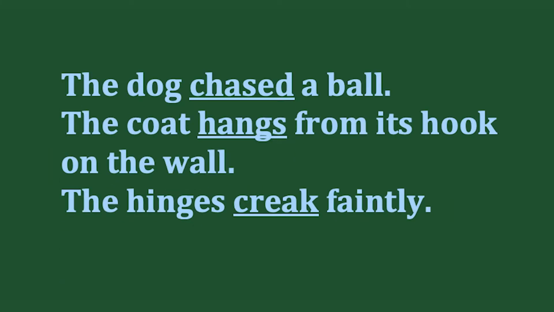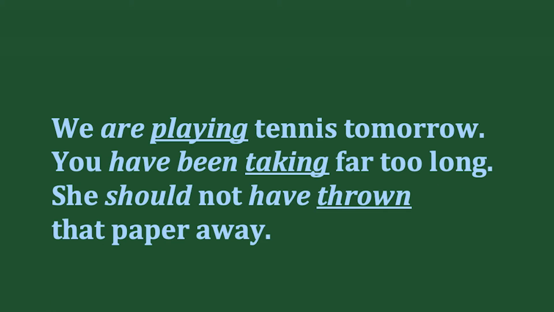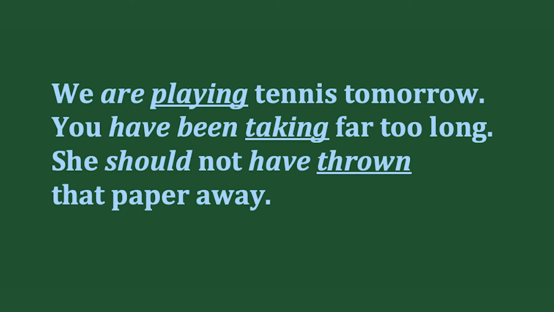Action verbs show an action performed by the subject. For example, the dog chased a ball. The coat hangs from its hook on the wall. The hinges creak faintly. All of these are simple action verbs. We are playing tennis tomorrow. You have been taking far too long. She should not have thrown that paper away. These sentences all use verb phrases, with an action verb as the main verb. Action verbs are generally easy to spot.